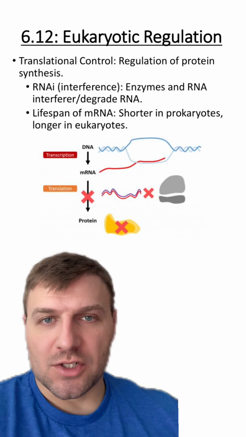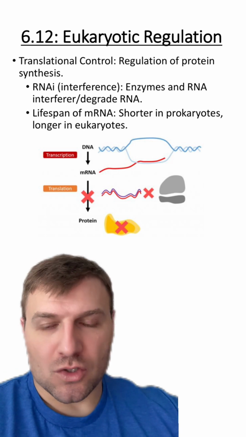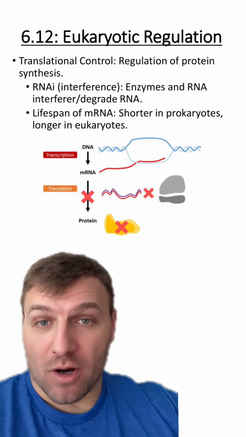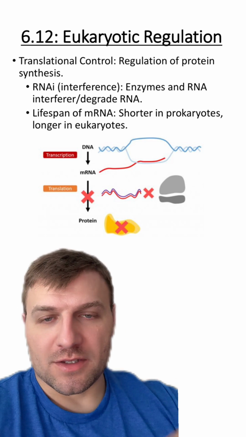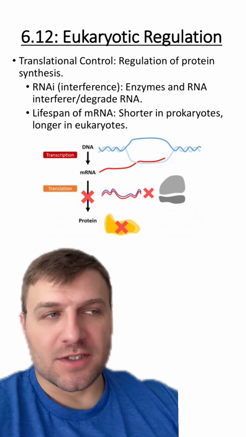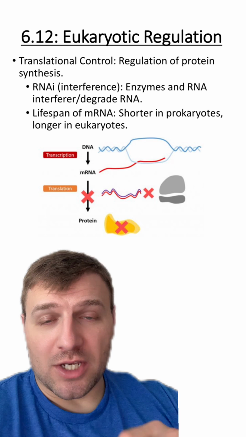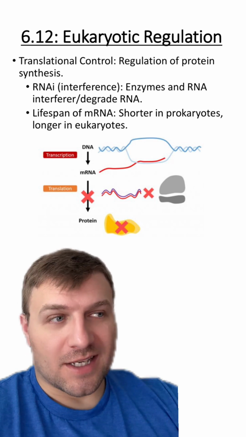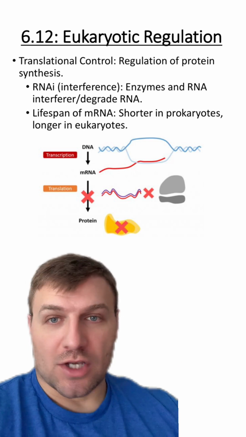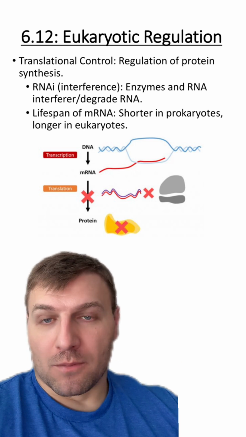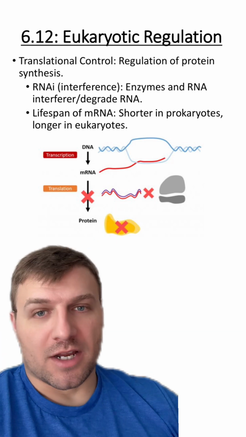Next is translational control, and this is the regulation of protein synthesis. This is after transcription has already occurred and mRNA has been produced. The first way that the cell is going to interfere with this translational control is by using something called RNAi. This is where enzymes and RNA will interfere with the RNA once the cell doesn't need that RNA to produce a protein. RNAi is a really new topic within science that we've been finding more and more about. But basically this just interferes with the ability of mRNA to produce a protein.